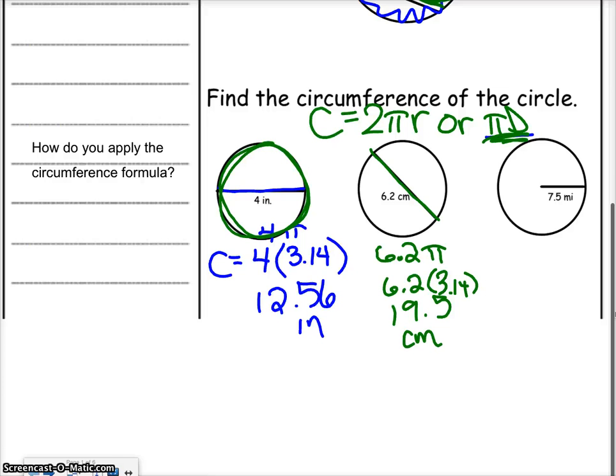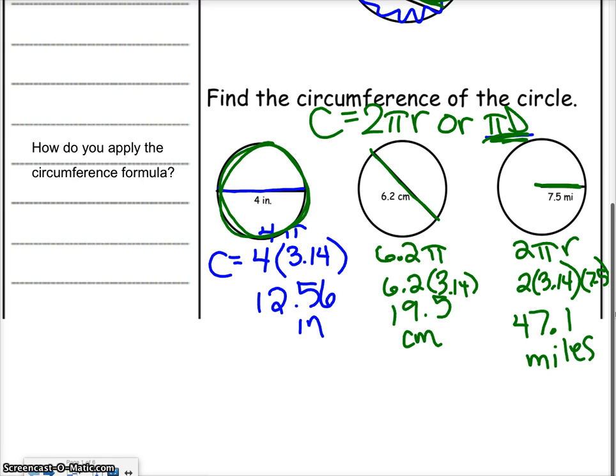Next one, I'm given radius, so I'm going to use 2 times pi times my radius. So 2 times 3.14 times my radius, which is 7.5. So 6.28 times 7.5 is 47.1 miles. And that's target number 1. Find circumference given radius or diameter.